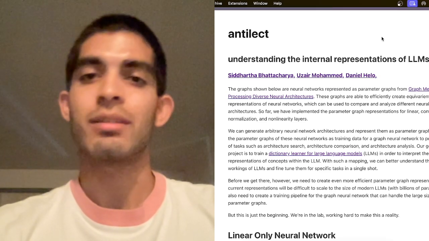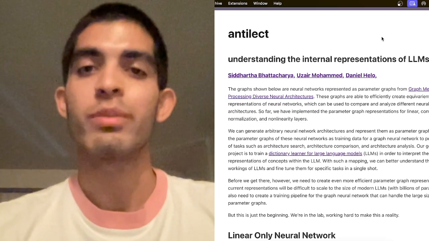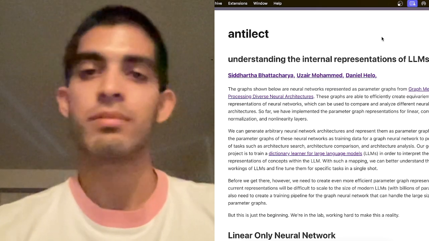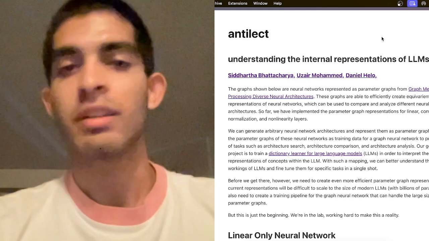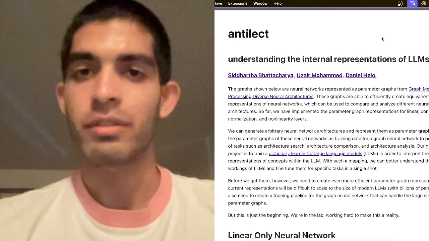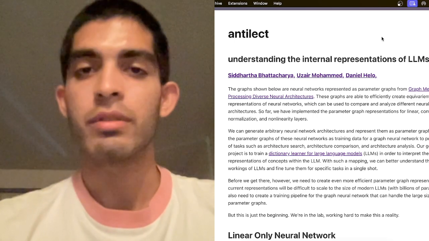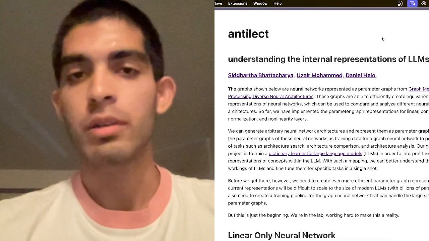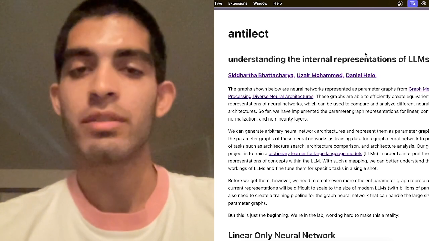This is antilect, understanding the internal representations of large language models. What we've done this week is be able to represent neural networks as graphs, where the nodes are the layers in the neural network and the edges are the learnable weights.